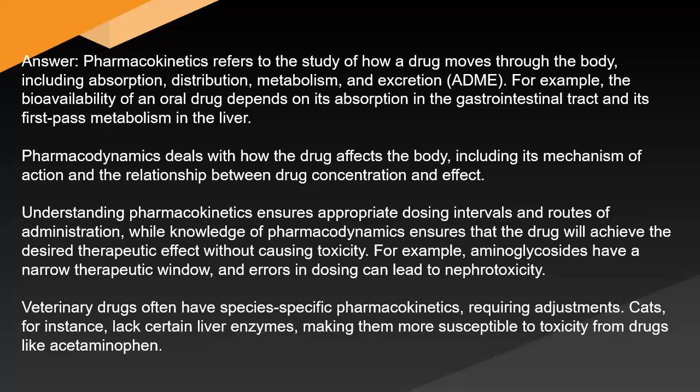Pharmacodynamics deals with how the drug affects the body, including its mechanism of action and the relationship between drug concentration and effect. Understanding pharmacokinetics ensures appropriate dosing intervals and routes of administration, while knowledge of pharmacodynamics ensures that the drug will achieve the desired therapeutic effect without causing toxicity. For example, aminoglycosides have a narrow therapeutic window, and errors in dosing can lead to nephrotoxicity. Veterinary drugs often have species-specific pharmacokinetics requiring adjustments. Cats, for instance, lack certain liver enzymes, making them more susceptible to toxicity from drugs like acetaminophen.